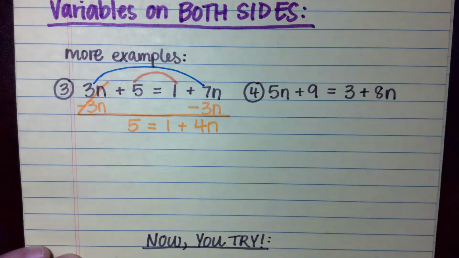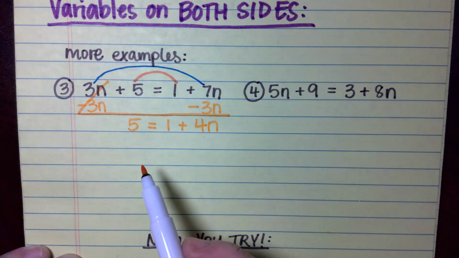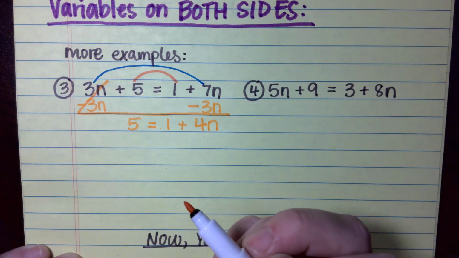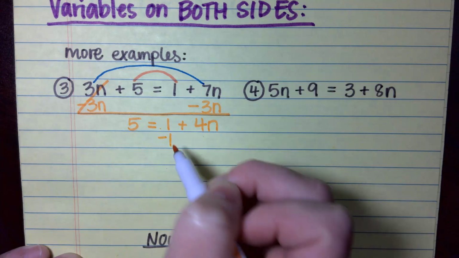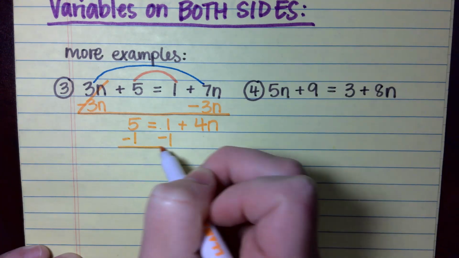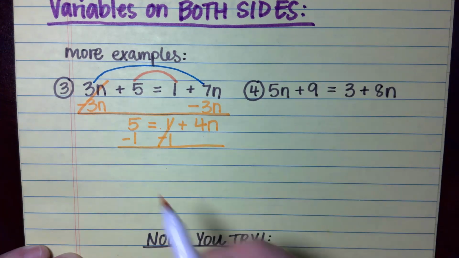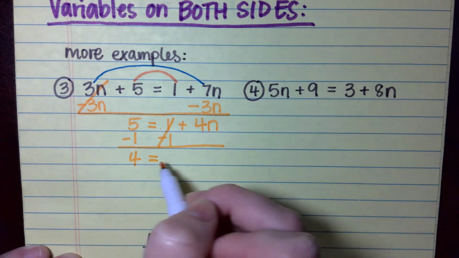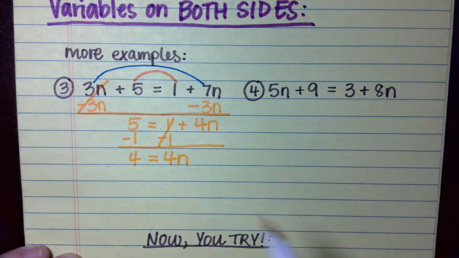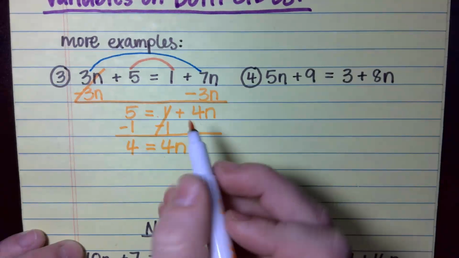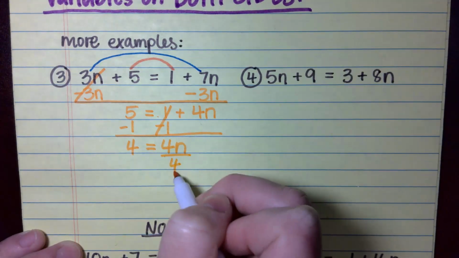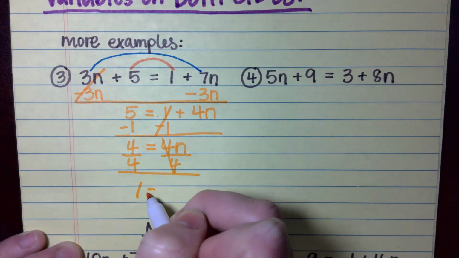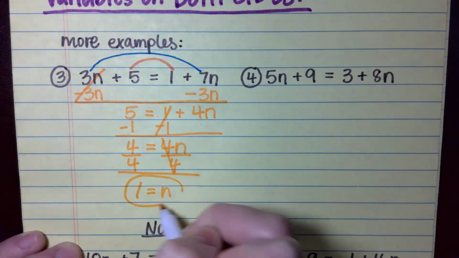All right. Now I just have to move something else over. Yeah, you're right, Lewis. We have a plus 1 here, and to get rid of it, we want to do minus 1. So 4 equals. Yeah, 5 minus 1 is 4. Absolutely. 4 equals 4n. And then divide by 4. And that is going to be 1 equals n. Good job, guys.